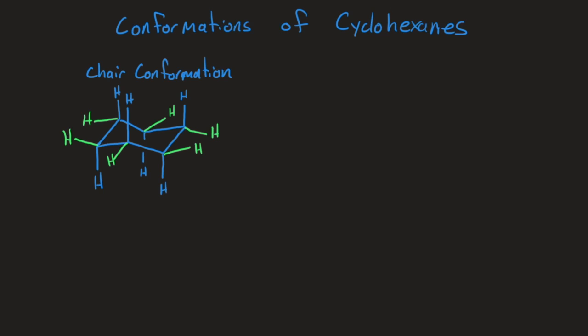So, a couple of things to note. Every axial hydrogen is going either straight up or straight down, and it's going in the direction that the two carbon-carbon bonds are pointing. For this hydrogen, these two carbon-carbon bonds are pointing upwards, and so that hydrogen is going to go straight up. For this axial hydrogen, the two carbon-carbon bonds are pointing down, and so this hydrogen is going to go straight down. And that's true for every axial position.